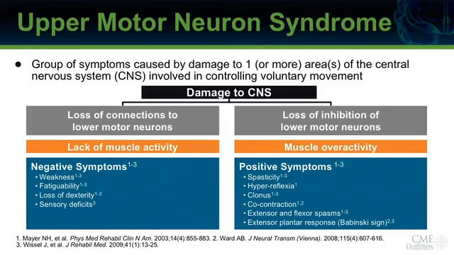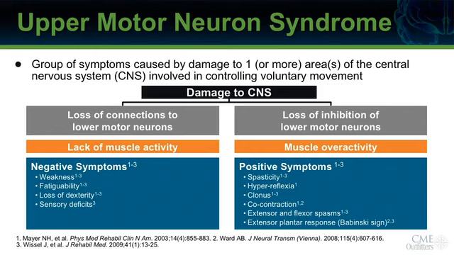Now, when we think of the upper motor neuron syndrome, that is a much larger group of symptoms above and beyond just muscle tone. And it's caused by damage to the central nervous system controlling voluntary movement. Now, when we think of damage to the CNS, there are several things that occur. And if we divide them into two main groups, one is loss of connectivity to the lower motor neuron, and the other is loss of inhibition to the lower motor neuron.